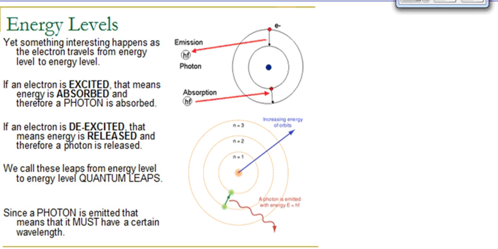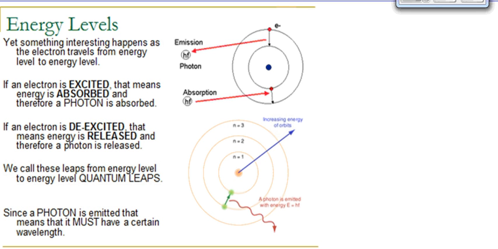So you see over here, if an electron is excited, that means energy is absorbed, and therefore a photon is absorbed. So light, which is energy, it's all energy, because that's why it travels at the speed of light. If it had mass, it couldn't. So this photon strikes an electron, and the electron absorbs this energy.